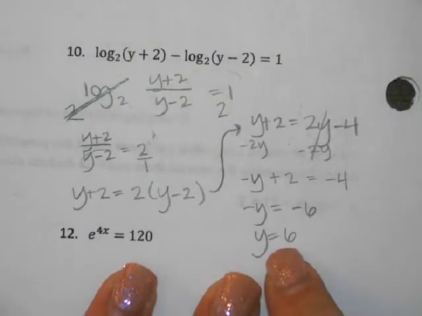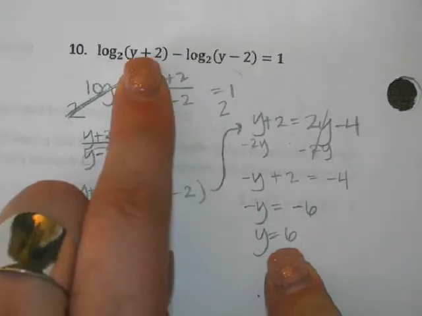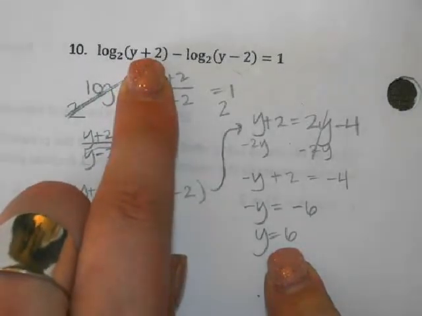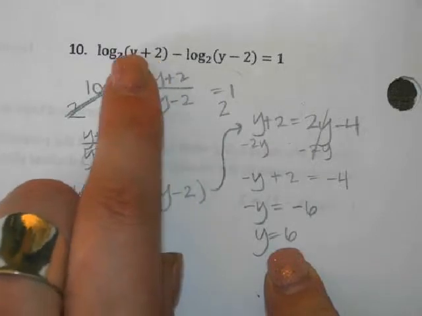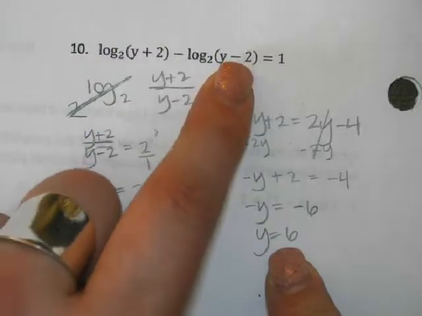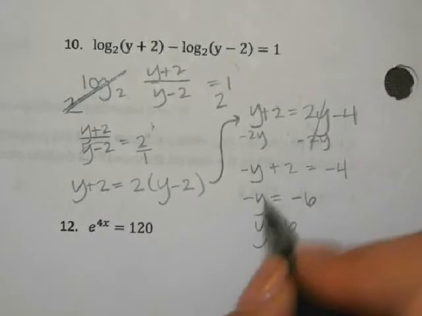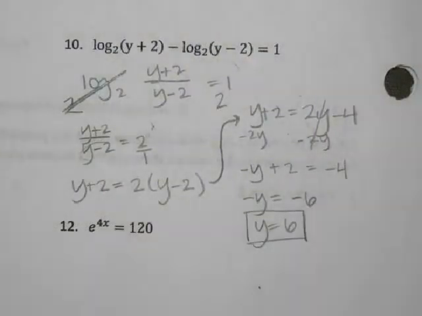And before I box my answer, what do I double check? I want to make sure that when I plug in 6, I'm not taking the log of 0 or taking the log of a negative. So 6 plus 2 is 8. I can take the log of 8. 6 minus 2 is 4. I can take the log of 4. So both of those are good, and that means that this is a solution.